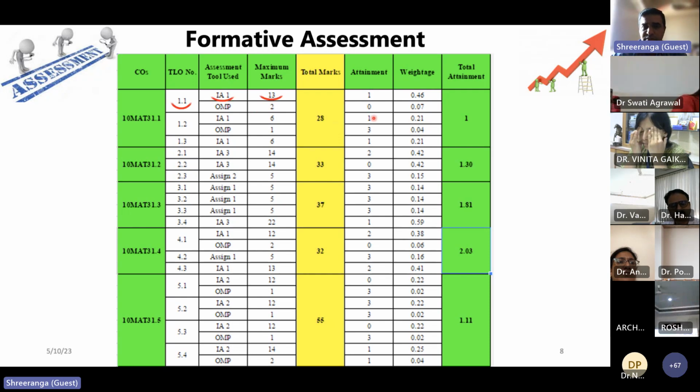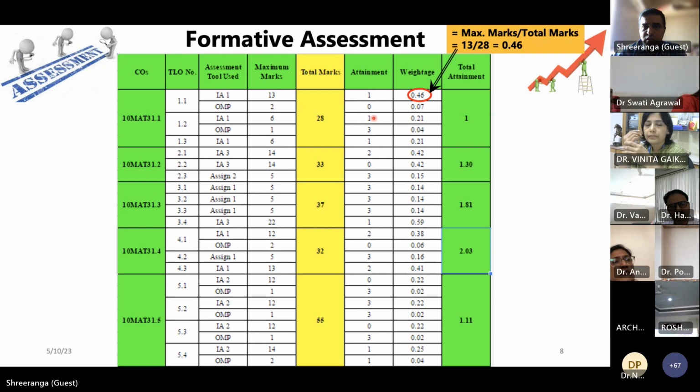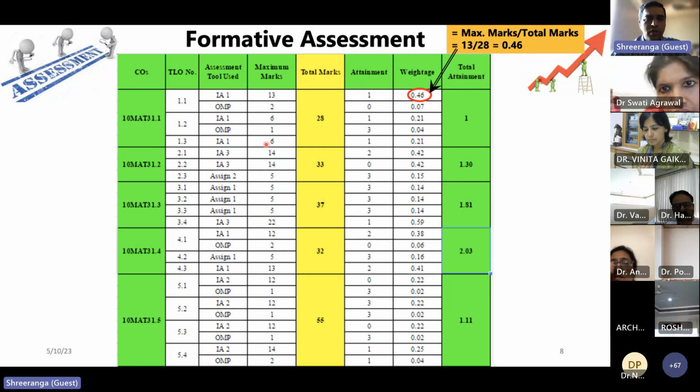Now what I will do here is, the maximum marks are nothing but 28, whereas the first question is being asked for 13 marks. So 13 divided by the total marks, 28, is 0.46. In the similar manner, I will go for 2 by 28, whose value is 0.07, 6 by 28, whose value is 0.21, 1 by 28, whose value is 0.04, and 6 by 28, whose value is 0.21. Together, when I sum it up, of course, it will be equal to 1.